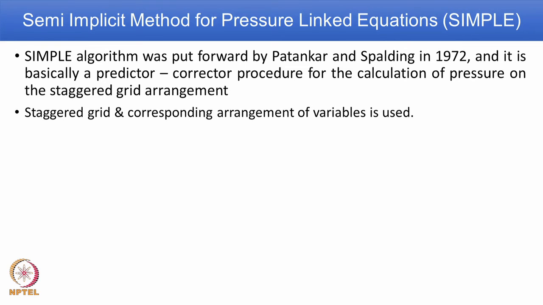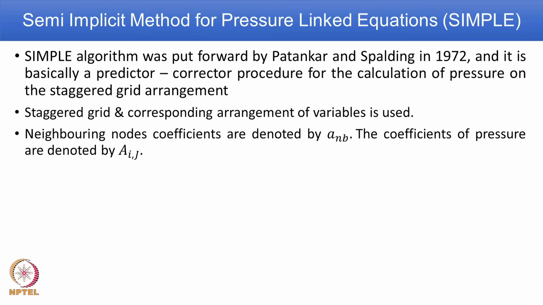Staggered grid and the corresponding arrangement of variables is used, and we explained just now through two slides the staggered arrangement of variables. Neighboring nodes coefficients are marked as A NB subscript, where NB stands for neighboring nodes, and pressure can be discretized.